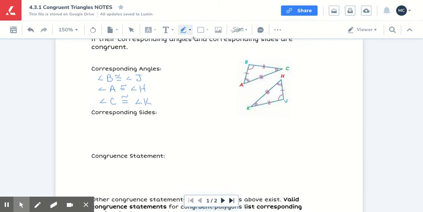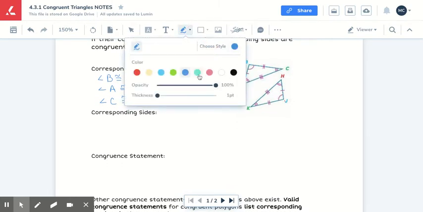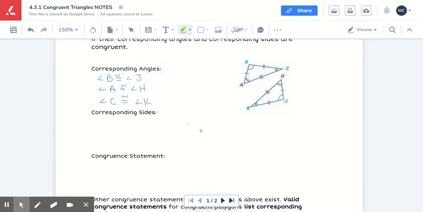For the corresponding sides, again, they have to be congruent sides, but this time we need to be a little bit more careful when we list them. So let's talk about that. My corresponding sides would be this one over here with one tick would correspond to this one over here with one tick. So I'm going to write this one down first. I'm going to call this line segment BA. Now that is congruent to line segment HJ or line segment JH. I could list it either way, technically speaking.